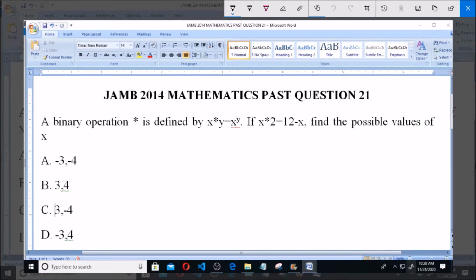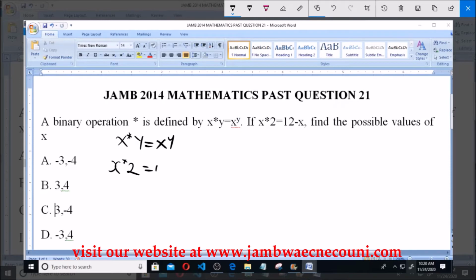A binary operation asterisk is defined as x asterisk y is equal to x raised to the power of y. If x asterisk 2 is equal to 12 minus x, we are asked to find the positive values of x. Now the binary function x asterisk y is equal to x raised to the power of y, and we're given x asterisk 2 is equal to 12 minus x.